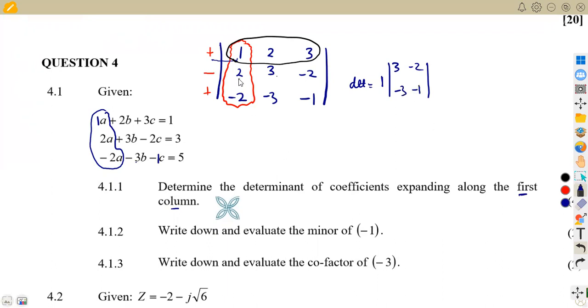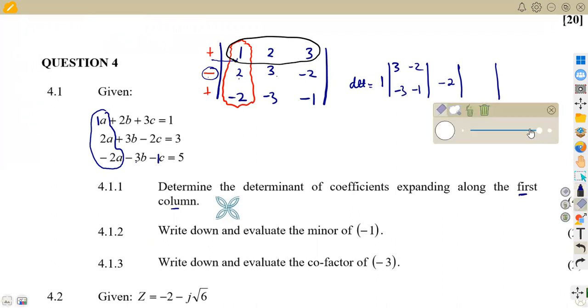We move on to 2. So 2 is affected by a minus, so it's minus times 2, which is minus 2. You find the determinant which corresponds with minus 2 after closing the row and the column where we have 2. So this part is no longer working, we have used this part.